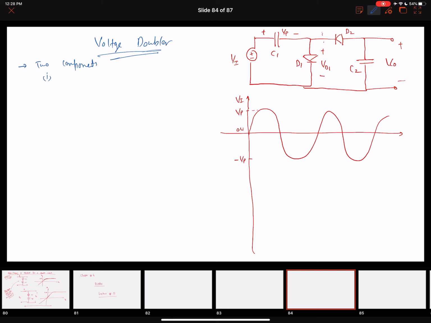The first component is our clamp circuit, and it has C1 and D1, right? And the second component is our peak rectifier, which is composed of C2 and D2. Okay.